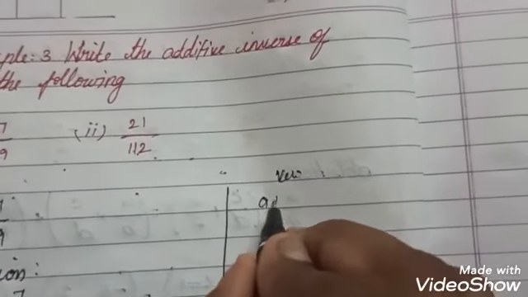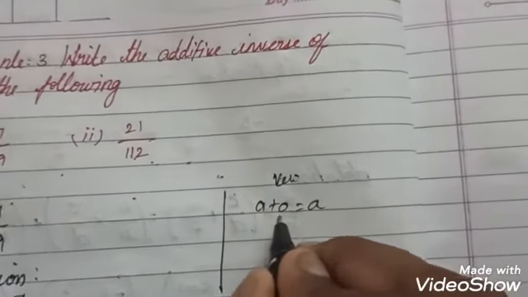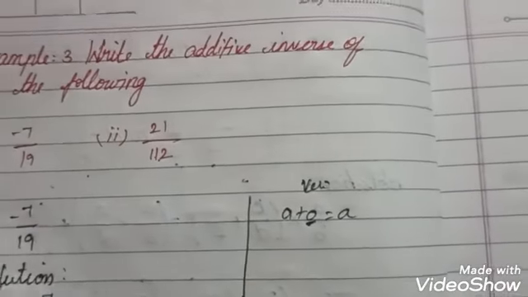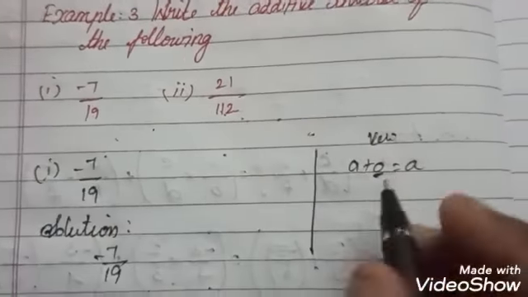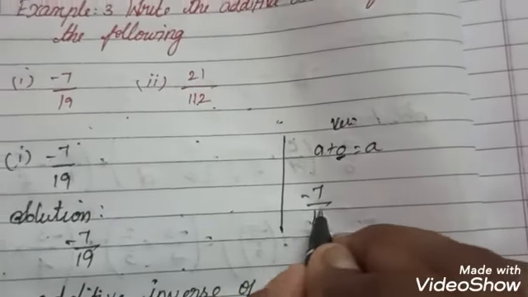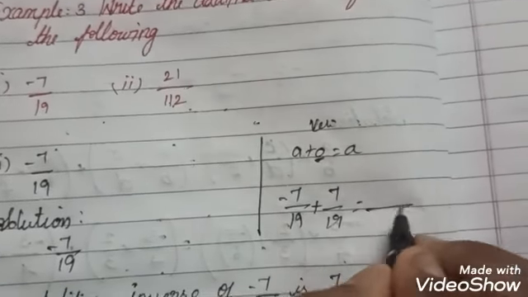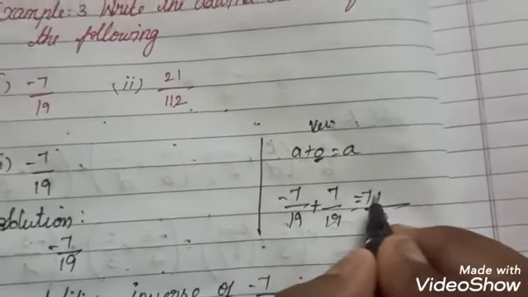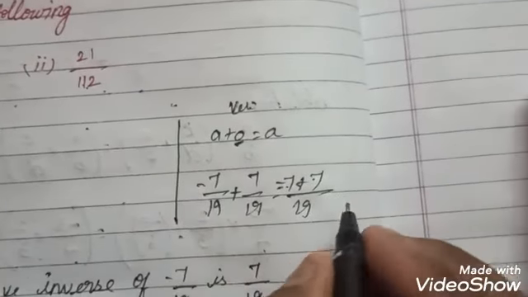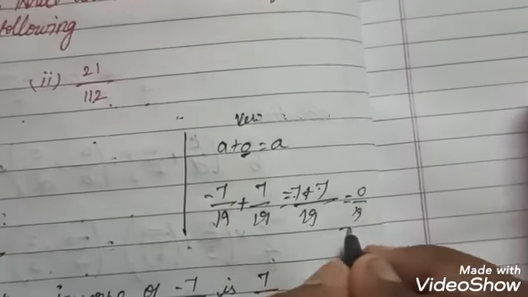Additive identity means a plus 0 is equal to a. So 0 we consider as the additive identity. If it is minus 7 by 19, the additive inverse is plus 7 by 19. Now you see, minus 7 plus 7 becomes 0, and 0 divided by anything becomes 0.